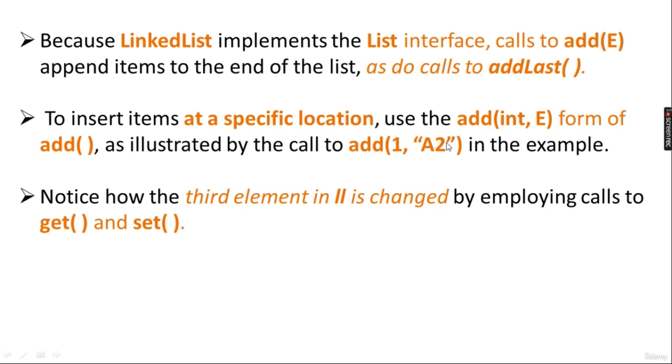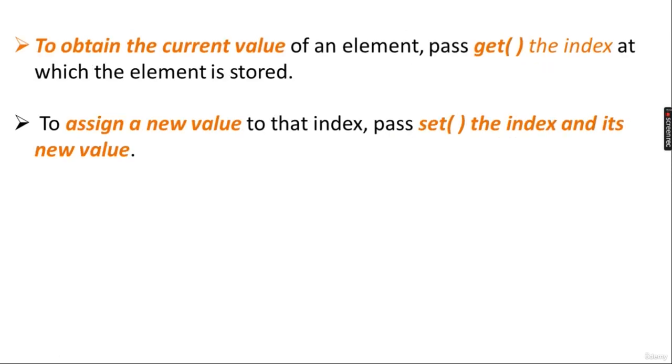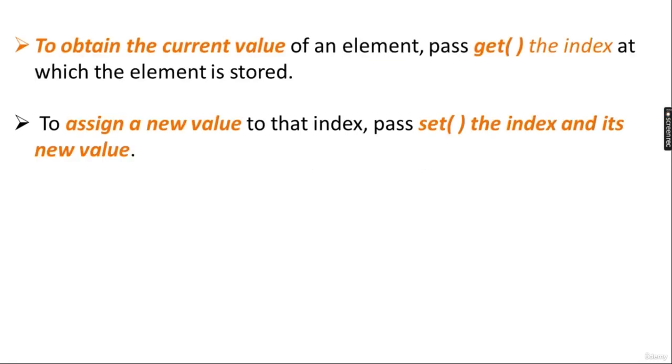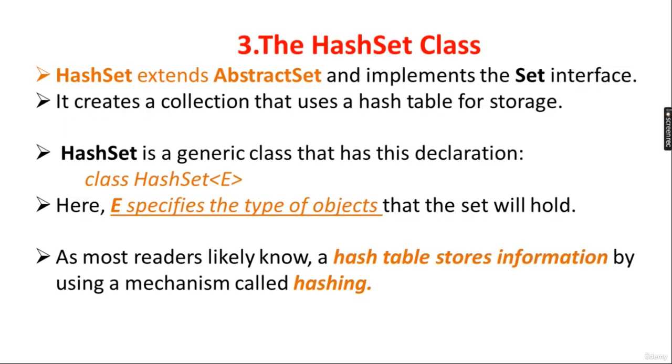The third element in the LinkedList is changed by employing calls to get and set. To obtain the current value of an element, pass get the index at which the element is stored. So get gives the current value of the element at a particular index. To assign a new value, pass set the index and the new value. For example, get(1) will give you the element at index 1, and set with an index and value will put the element at the particular index.